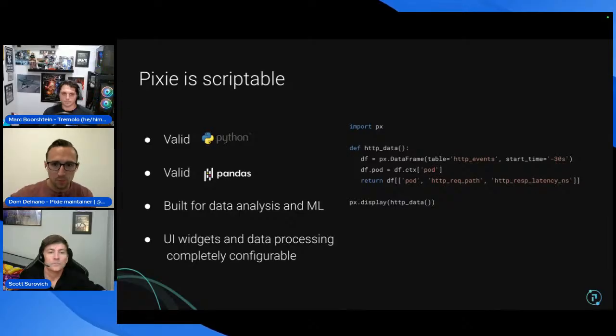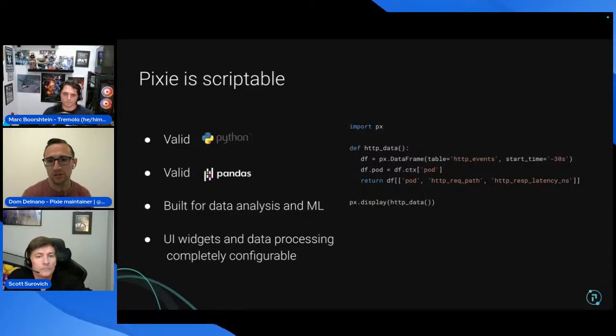We'll dive into this more when we go over to the PIXIE UI, but coming back to this scriptable piece, I mentioned that PIXIE's query language is Python pandas based. This gives it first class data analysis, and we also have a little bit of machine learning capabilities you can do. What this looks like is basically this data frame. You tell it, give me all of the HTTP requests that happened in the last 30 seconds. And then you can use this nice syntax to say, I want to know what the pod is.